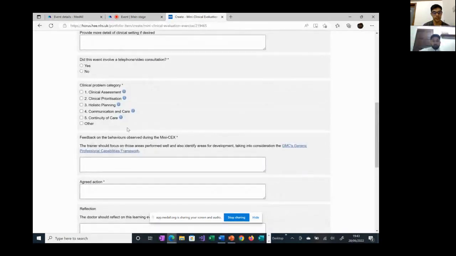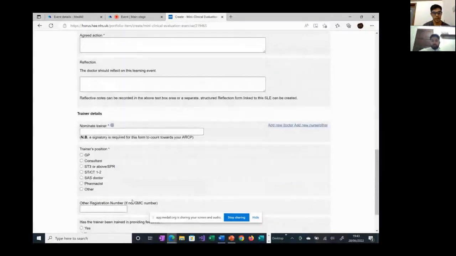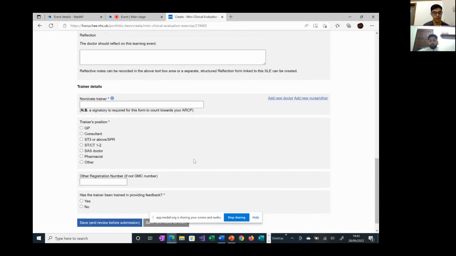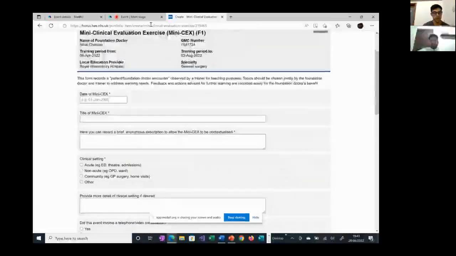And the trainer would give feedback and agree an action for you to work on. And these are the people you can nominate as trainers: GPs, consultants. Again, like I said, ST or CT1 to 2s as a minimum, SAS doctors who are just before consultants, or considered the equivalent of consultants, or even a pharmacist, okay? So that's a mini KEX. Does that clarify things?